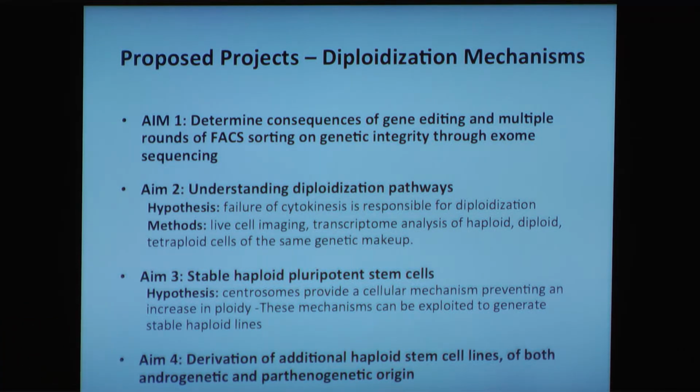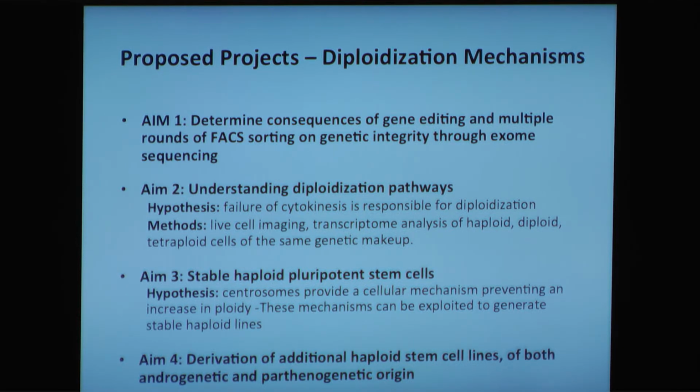So real quick, almost verbatim, a few aims, a few projects we want to do. First, determine the consequences of gene editing and multiple rounds of FACS sorting. As I mentioned before, with the Hoechst dye, you need UV radiation to look at these through exome sequencing. And aim 2, understand diploidization pathways. So we think that there's a failure in cytokinesis, which is responsible for this.